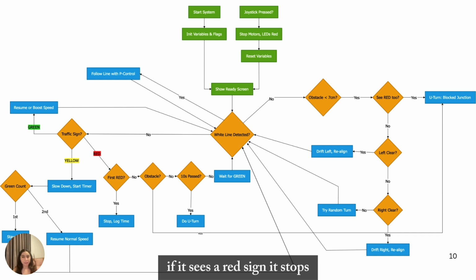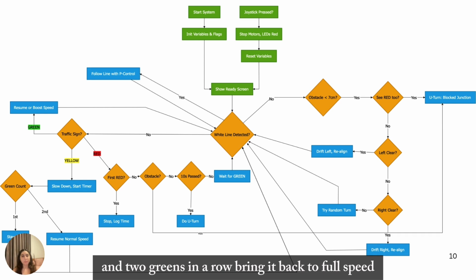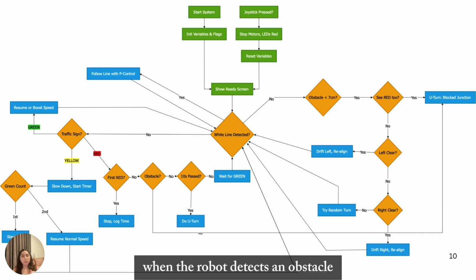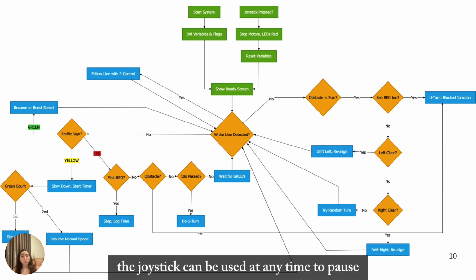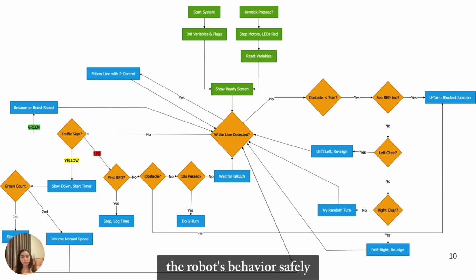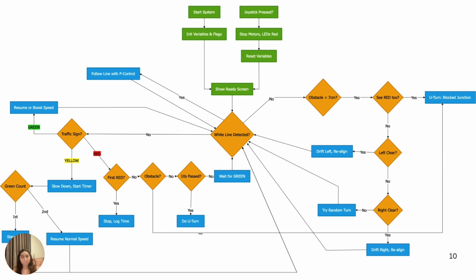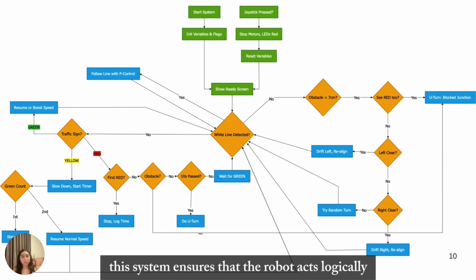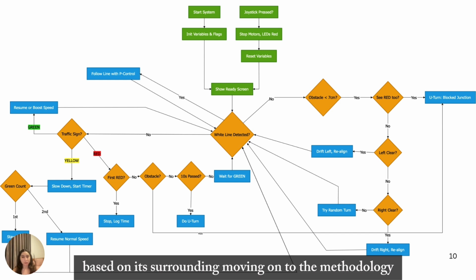If it sees a red sign, it stops. If it sees green after that, it resumes. A yellow sign triggers slowdown, and 2 greens in a row bring it back to full speed. When the robot detects an obstacle, it checks both sides. If one is clear, it drifts around. If both are blocked, it either turns or performs a full U-turn. The joystick can be used at any time to pause the robot's behavior safely. This system ensures that the robot acts logically based on its surroundings.